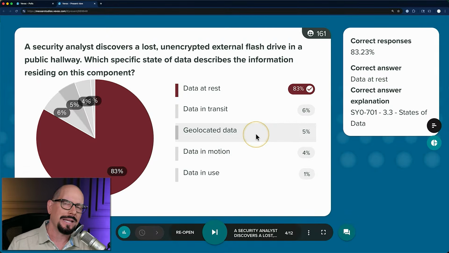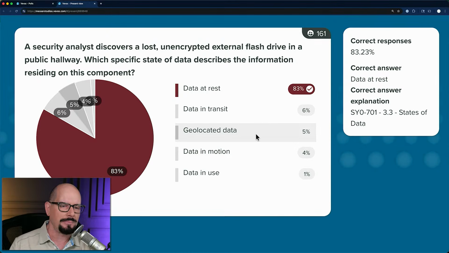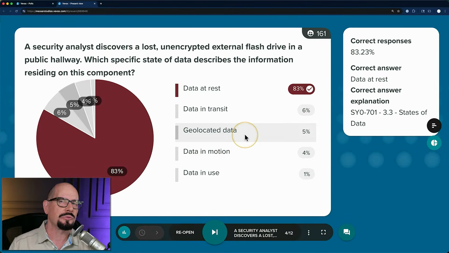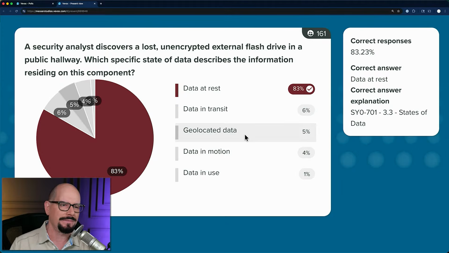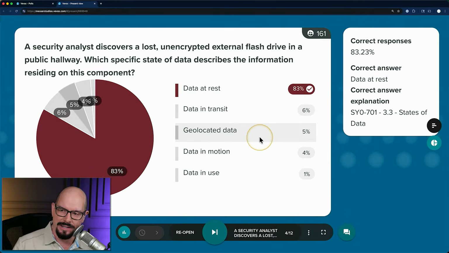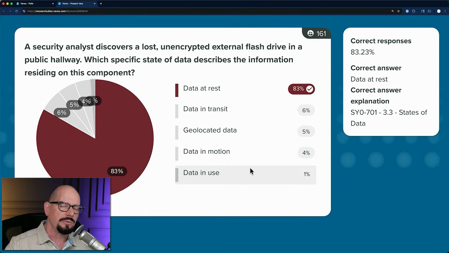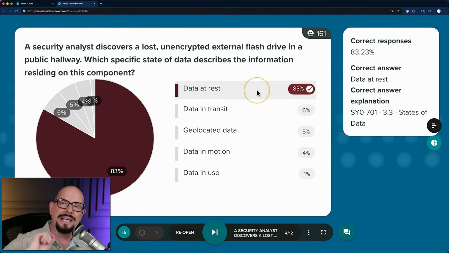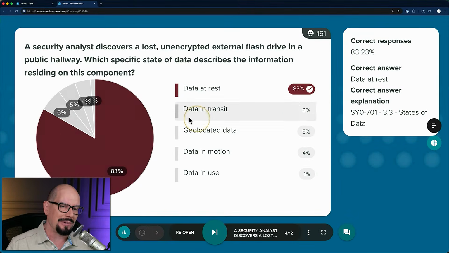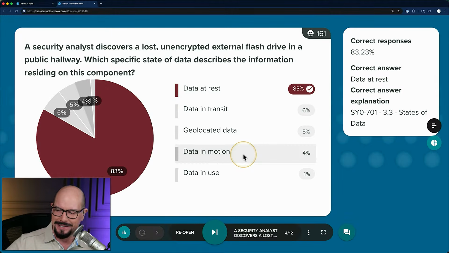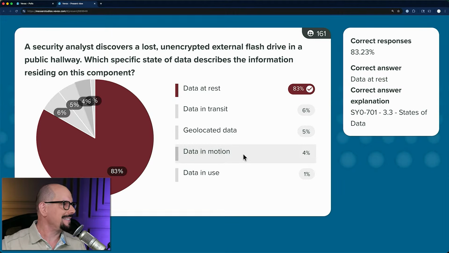Geolocated data, not really a thing. I sort of made that one up because I ran out of options here for states of data, but geolocated data doesn't really apply to the data storage or the type of data that we would have. It's not a state of the data that we are using. And data in use would be data that is actively being worked on, generally in the memory or CPU of a system. So as you're bringing up a spreadsheet and you're using that spreadsheet, that is data in use. When you store that spreadsheet, it would be data at rest. When you email that spreadsheet to someone and it's going across the network, that will be data in transit or data in motion. So those are the different states of data.